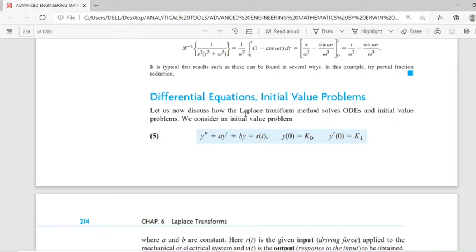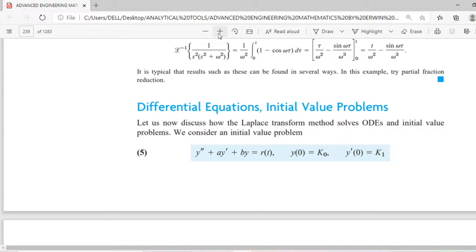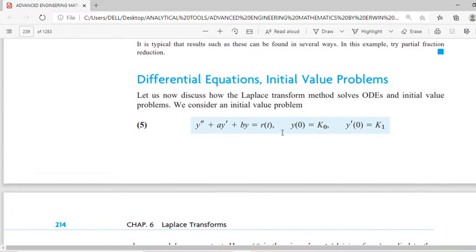Okay, if we have a differential equation like this, y double dash, the second derivative, plus a y dash plus b y equal to r of t, and initial values are given. What are the initial values? y of 0 equal to k0, y dash of 0 equal to k1. So this is the initial value problem.